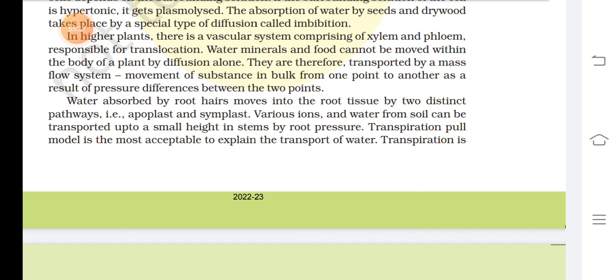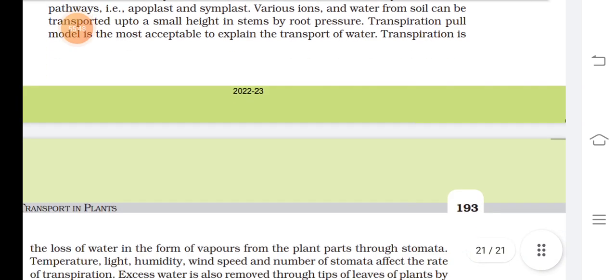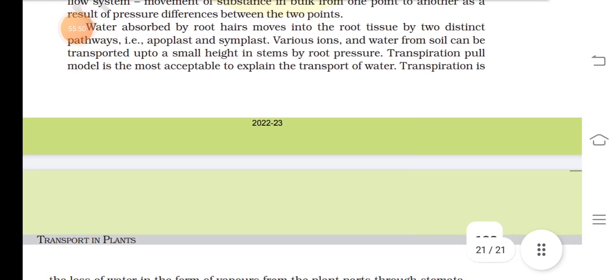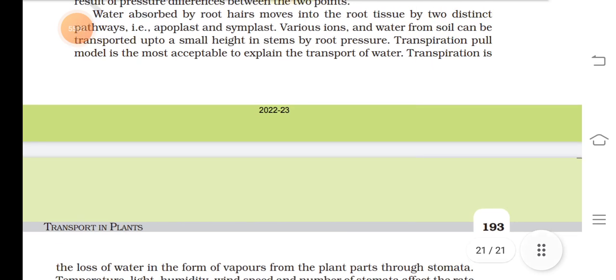They are therefore transported by a mass flow system, movement of substances in bulk from one point to another as a result of pressure differences between the two points. Water absorbed by root hairs moves into the root tissue by two distinct pathways, that is apoplast and symplast. Various ions and water from soil can be transported up to a small height in stem by root pressure.